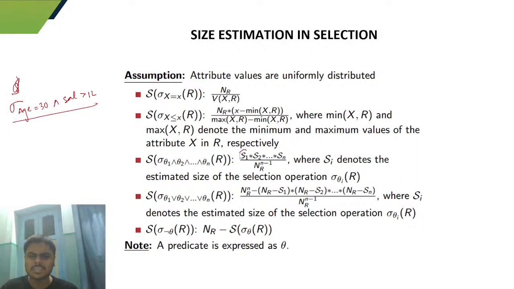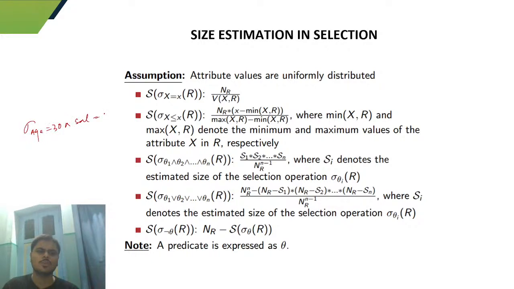Okay, so what is it telling? It is telling that S1 into S2 into dot dot dot Sn, divided by the number of tuples to the power n minus 1. What is n minus 1 actually? N minus 1 is nothing but the number of propositions you are having. So if you have age equals 30 and salary equals 1 lakh, the number of propositions here is 1 and 2. So your n value will be 2 here.